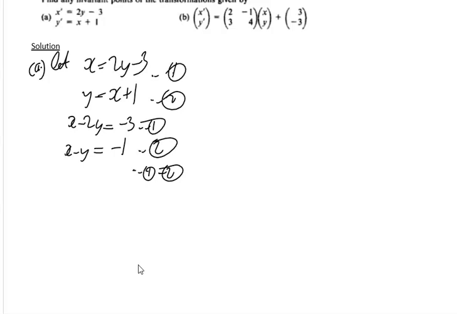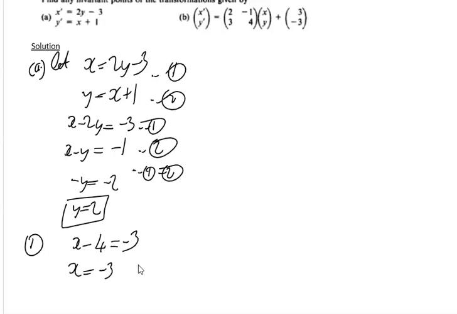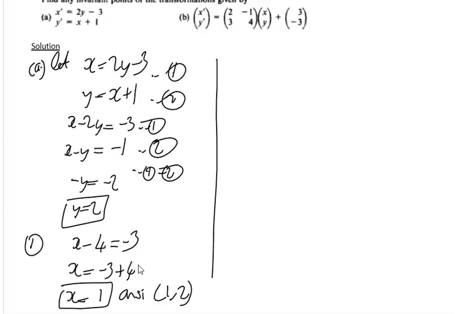And you're going to have minus 2y plus y, which is minus y, is equal to minus 3 minus 1, which is minus 2. Therefore, y is equal to 2. Substitute back into equation 1. And the equation 1 then says x minus, it's going to be minus 4 this time, is equal to minus 3. So x is equal to minus 3 plus 4. So x is equal to 1. Okay, so in this one, my answer is 1, 2. And that's it.